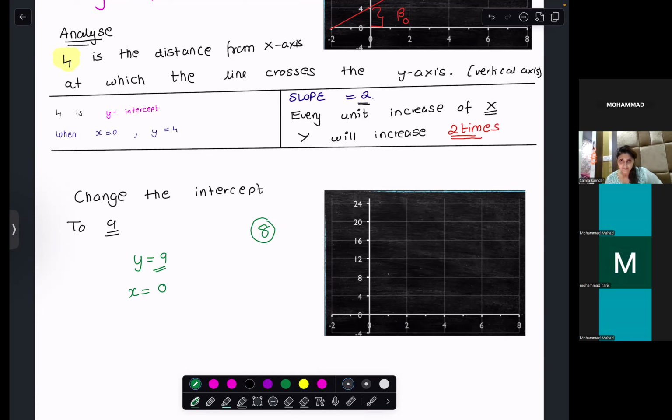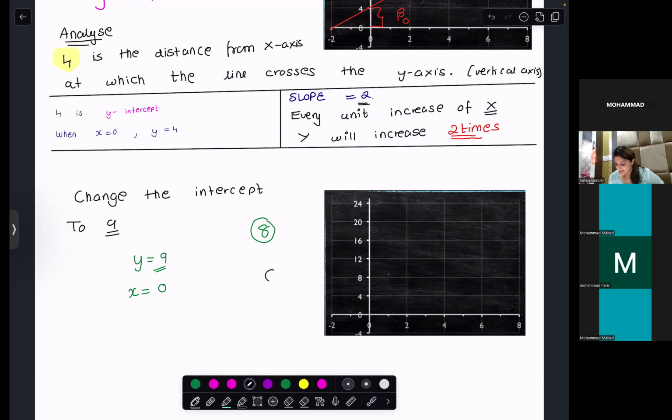That means that every change in x is going to be multiplied. Every increase of x, y will increase 8 times. Please use these words. These will help you answer the question. If my slope is 8, it means every increase of x, y will increase 8 times.